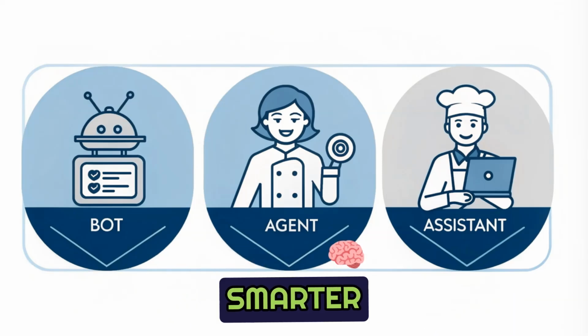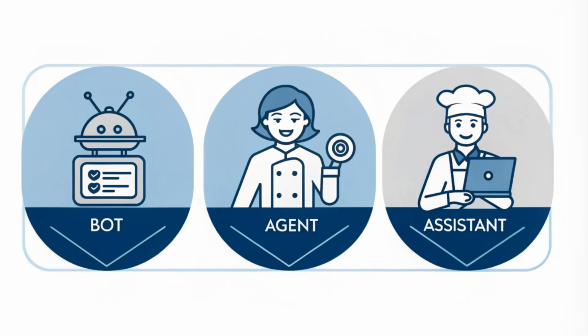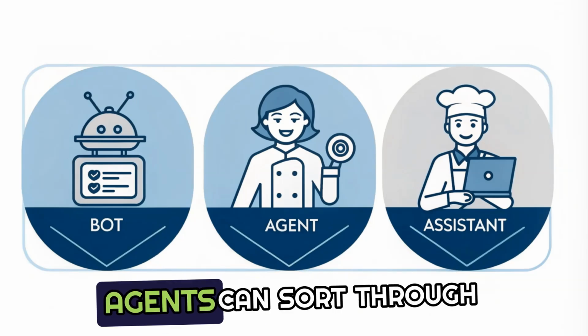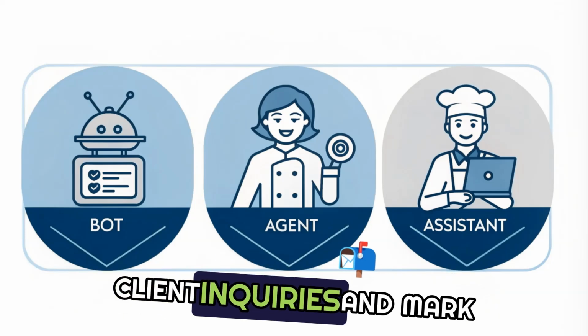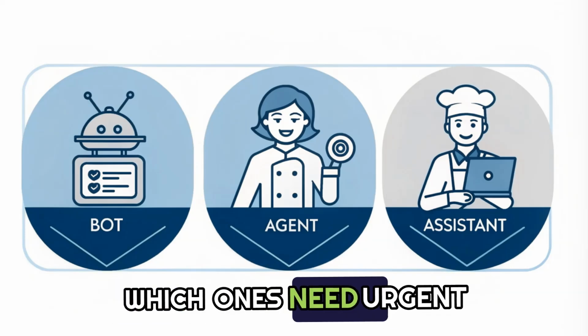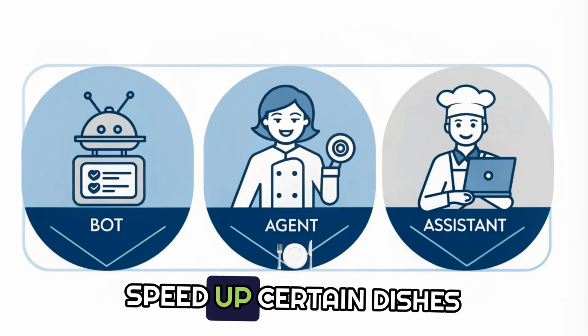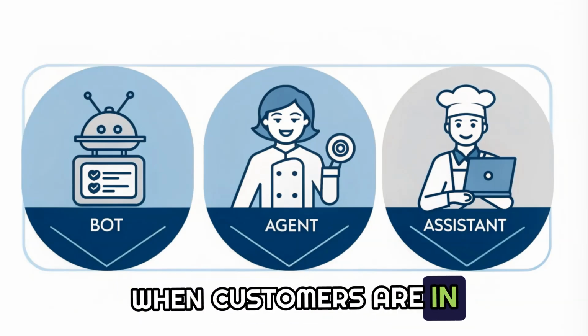Agents are a bit smarter. They're like sous chefs who know the basics and can make simple decisions. Agents can sort through client inquiries and mark which ones need urgent attention. Imagine a sous chef who knows how to speed up certain dishes when customers are in a hurry.